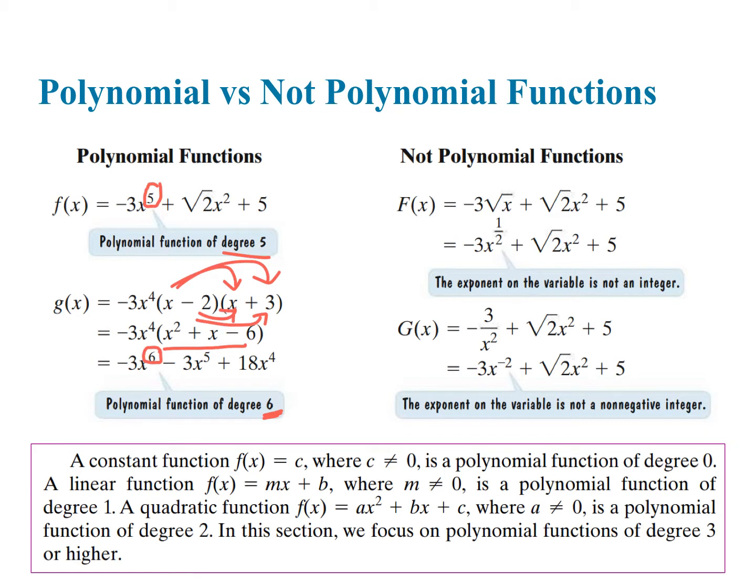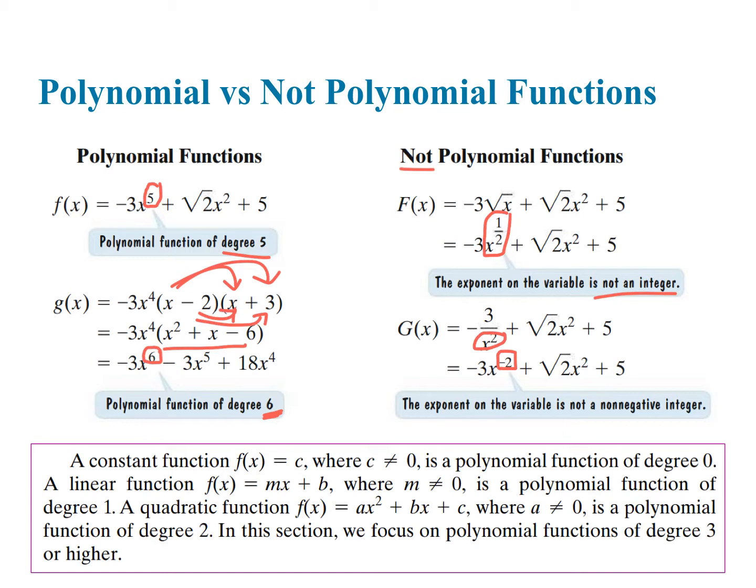Now these non-polynomials, you'll notice that the exponents are ones that aren't allowed for polynomials. So square root of x is the same as x to the 1/2. That is not an integer, so that's why it's not polynomial. And then if you have the x squared on the bottom of a fraction, that means negative exponents. And we said the exponent can't be negative. So if it's negative, then that's not allowed either.